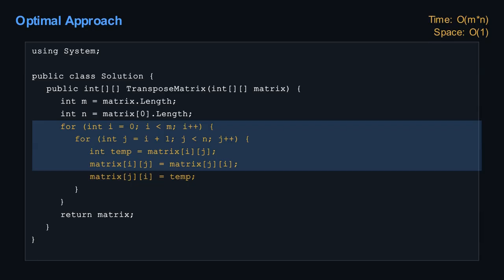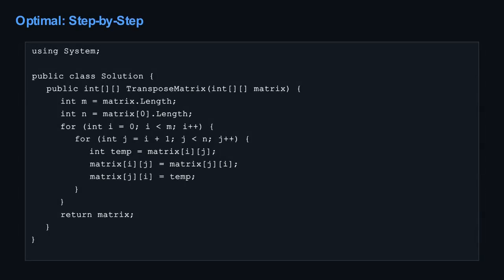In our logic, we store the value of the current cell in a temporary variable, move the value from the mirrored position into the current cell, and then put the temporary value into that mirrored position. This way, no data is overwritten, and we use almost zero extra memory, regardless of how large the grid is.